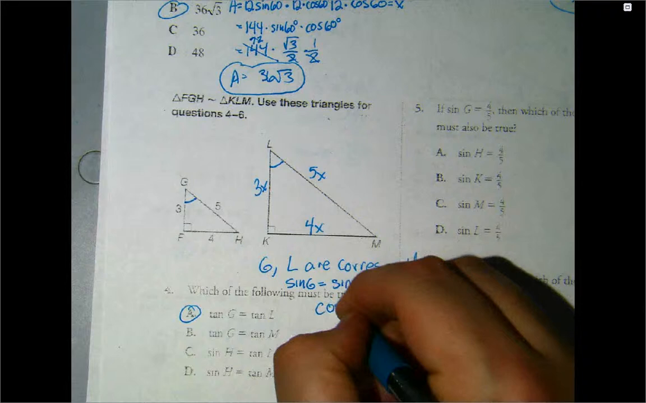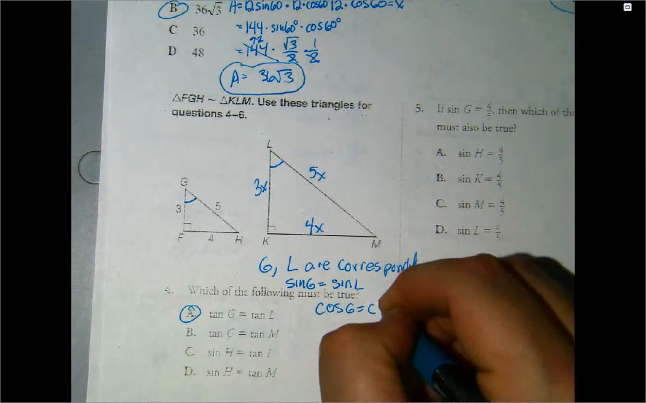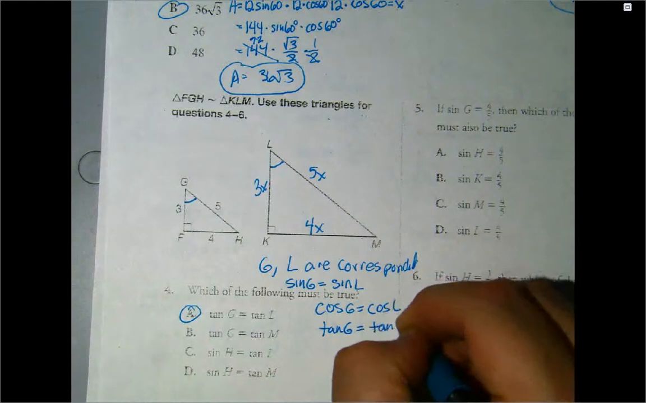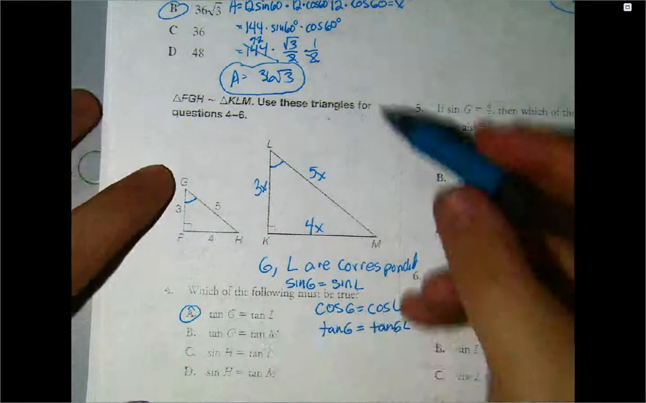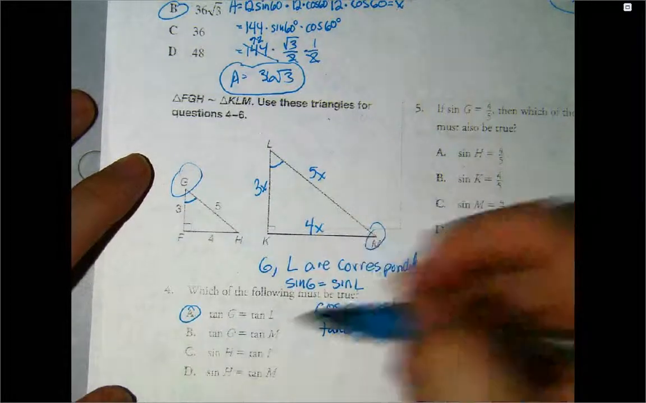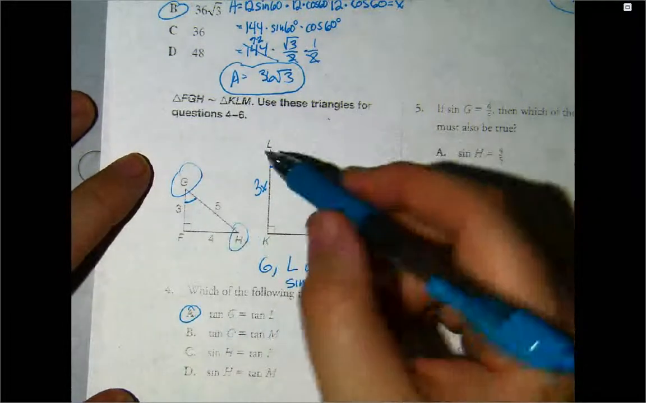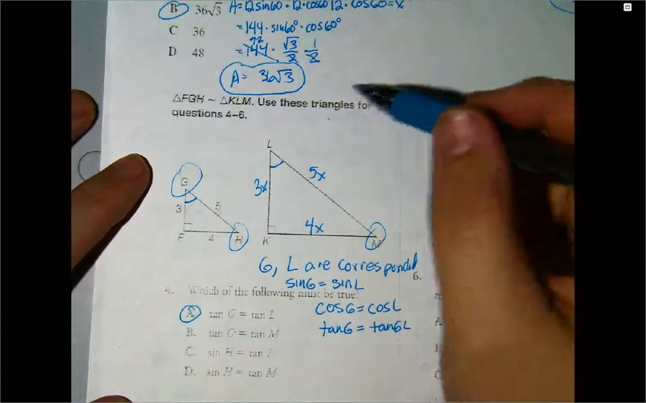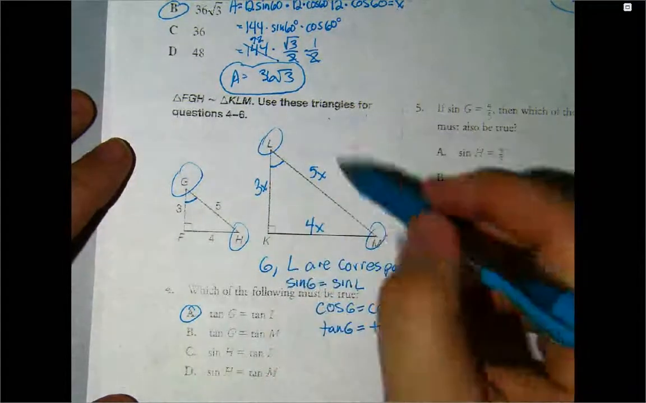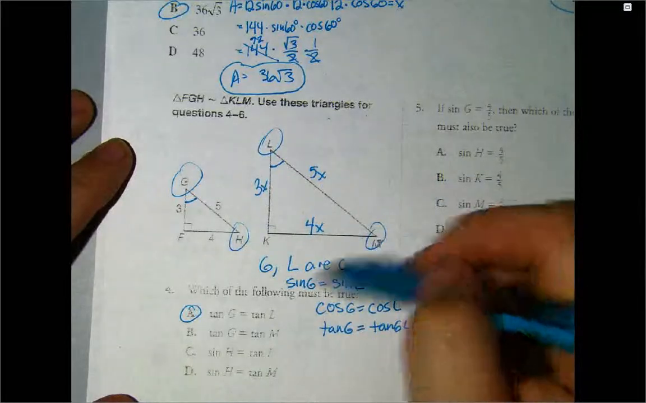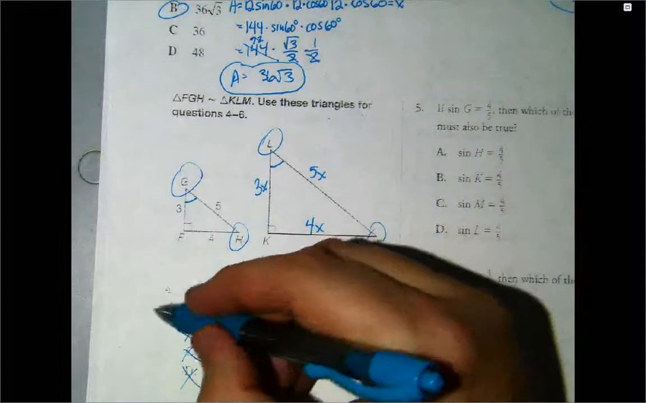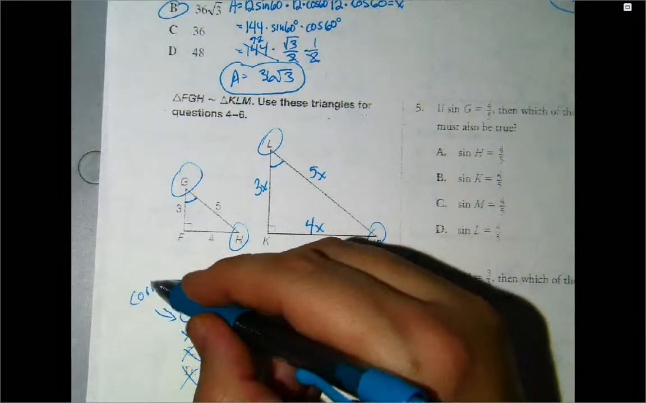Now G and M, G is up here, M's down there, they're not corresponding. H and L, H is here, and L is up there. They're not corresponding. H and M are corresponding, but that's a sine and a tangent. So that's no good, that's no good, that's no good. That is corresponding. And it has more to do with the fact that the angles are in the same location.